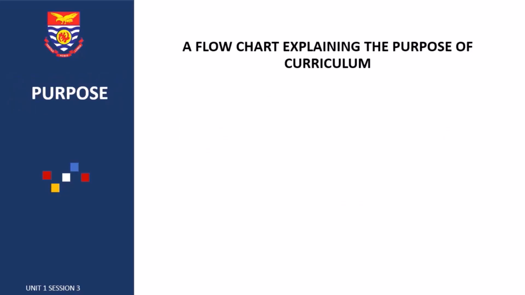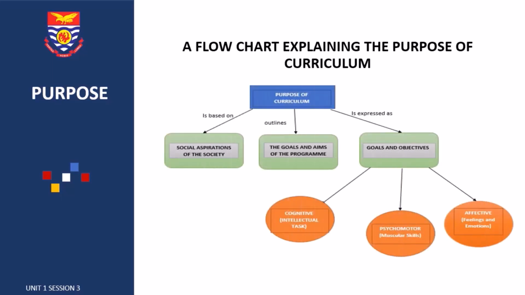For the purpose of the curriculum, which is also its goals and objectives, let's use this chart to easily understand the whole concept. The purpose of a curriculum is based on the social aspirations of the society the curriculum will be developed for. It outlines the goals and aims of the curriculum program, and it is expressed as goals and objectives that target the cognitive, the psychomotor, and the affective nature of the humans involved.